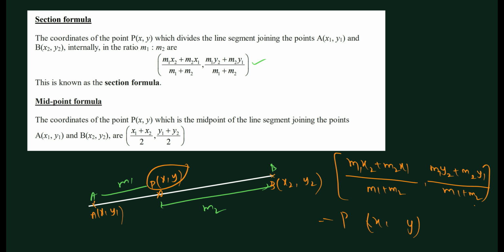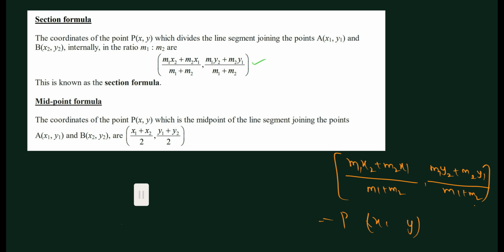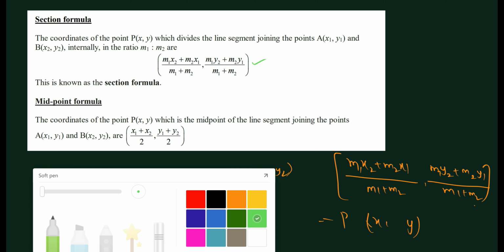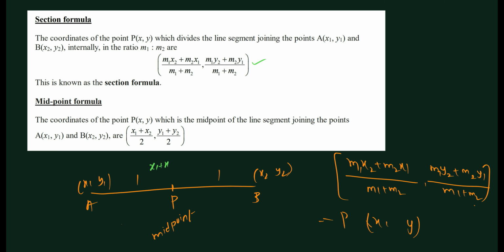If the m1 and m2 values are 1:1, that means the point P lies exactly between A and B. Now this P divides the line segment AB in the ratio 1:1. So in this case, we can consider P as a midpoint. Let us say this is x1, y1, and this is x2, y2. Then how do you get this midpoint value? You add x1 plus x2 by 2, y1 plus y2 by 2. So this is the formula for the midpoint.